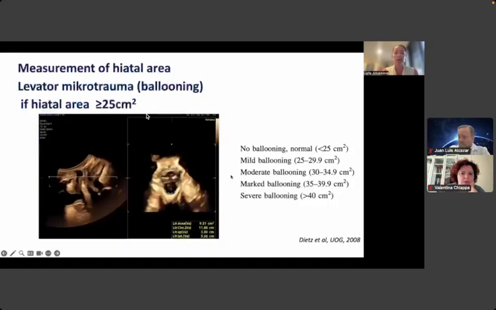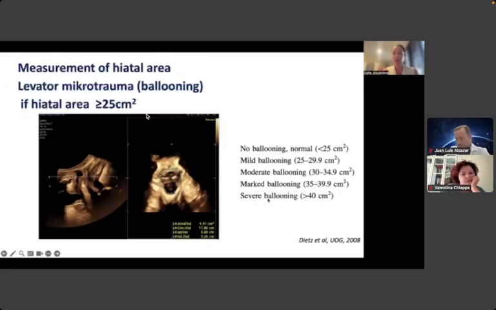And then again, to acquire the coronal view, we get the help of the ultrasound machine, and we need to place the line between the symphysis pubis and levator muscle. And after obtaining the coronal view, we measure the hiatal area, which is the inner part within the muscles. So this area is very important.